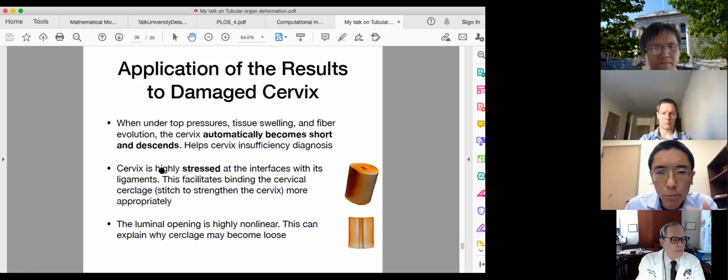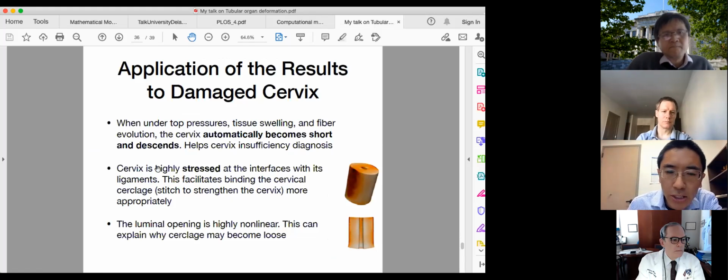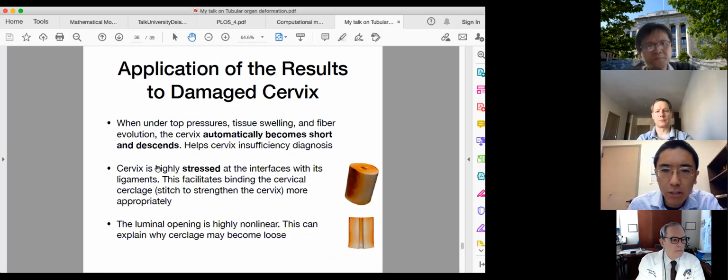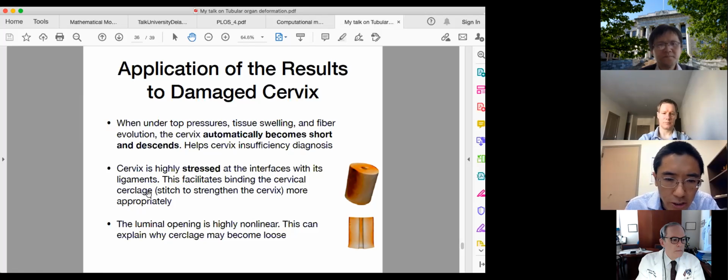And we can apply the results to cervical insufficiency to understand how the cervix will become short and descend. Our results are just an estimation, and they help with cervical insufficiency diagnosis. Also we can know where the cervix is stressed, and that helps with using the cervical cerclage. This is a method to treat insufficiency, a stitch to strengthen the cervix. And also the luminal opening is highly nonlinear. This can explain why the cerclage may become loose.